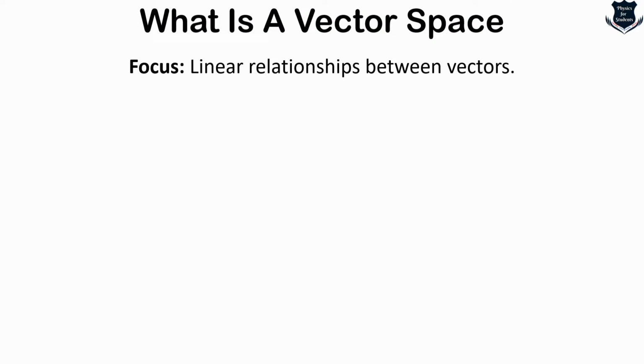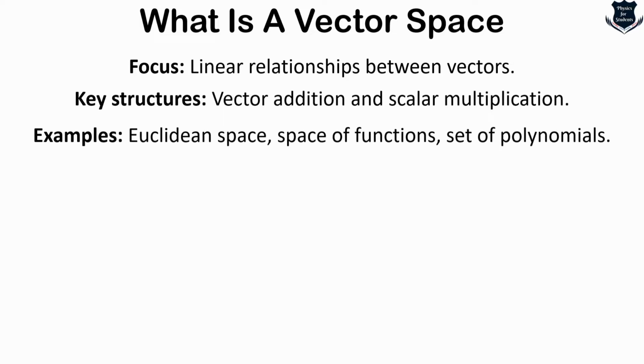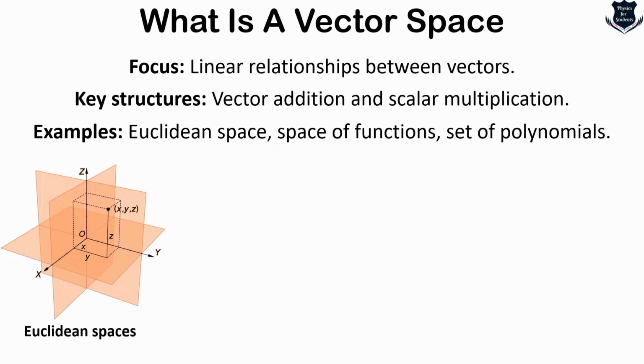So we can see there are a few important aspects. First is the linear relationship between vectors, the way the vectors operate. Vector addition and scalar multiplication are the key structures, and Euclidean space, space of functions, and set of polynomials all reside inside a vector space. You can see this is called a Euclidean space, which has x, y, z. It can be three-dimensional and so on.